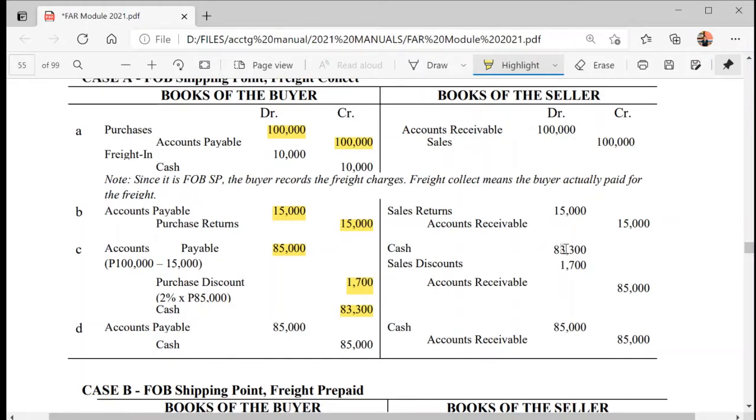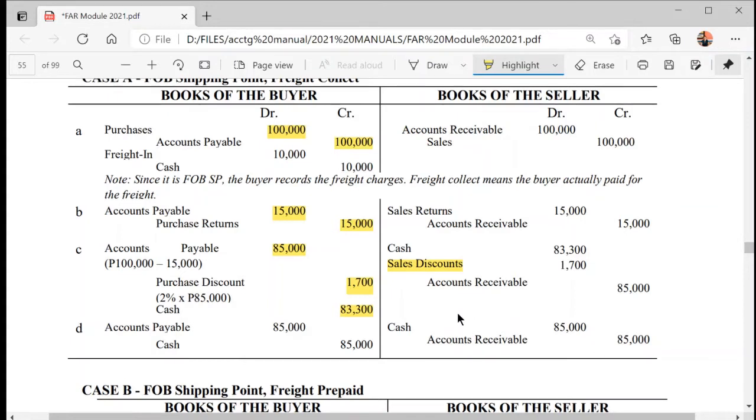Then, credit accounts receivable, mauna ang partner sa accounts payable ni buyer. So, opposite yun na sila, pero same amounts. If ever the buyer did not pay within the discount period, so there's no discount, so just simply close the accounts payable ng 85,000 and credit cash. And on the side of the seller, debit cash, credit accounts receivable.